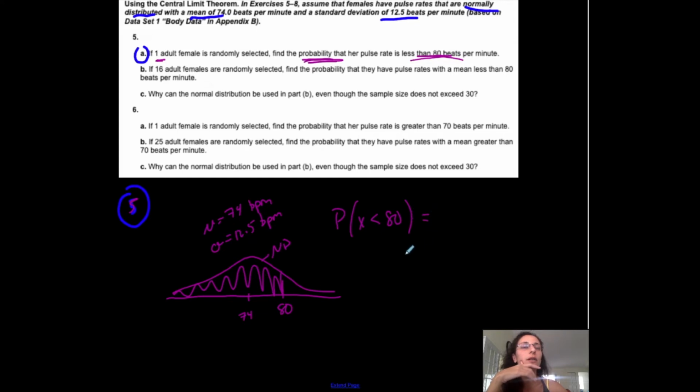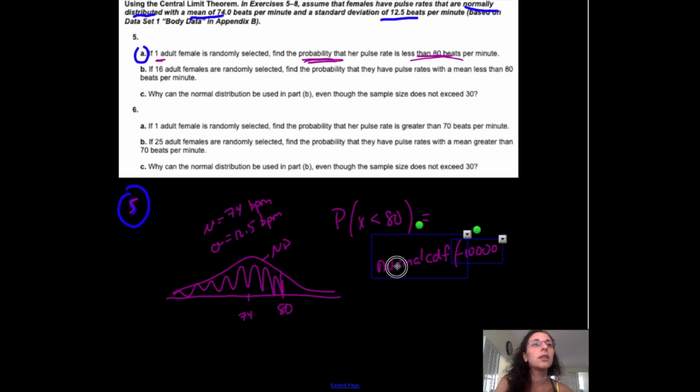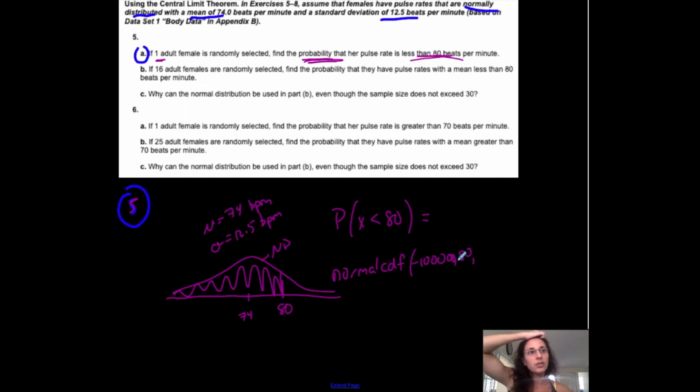How do I do that? I want area, normal CDF. My left bound is technically negative infinity, but what did we say to do? Use a large negative number. My right bound is the rightmost portion of this curve, which is 80. And the mean was 74, and the standard deviation was 12.5. So right now, nothing is really changing.